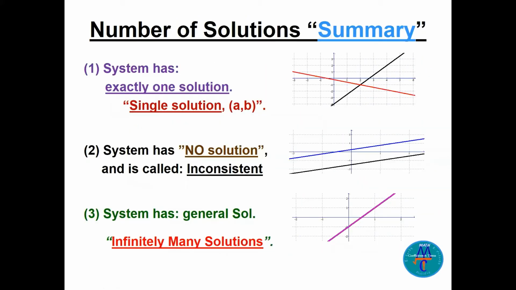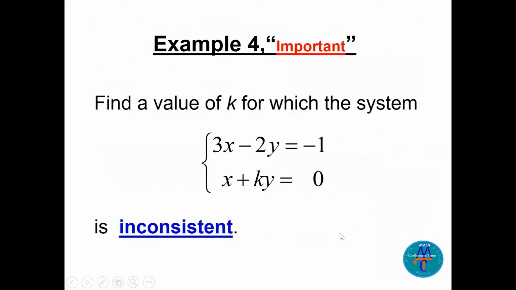Now, this is the summary of the number of solutions. If we have a system of two equations in two variables, x and y, either we have a single solution, so there is one value for x, one value for y. The lines intersect. Or we have no solution. The system is called inconsistent. They are parallel lines. Or we have infinitely many solutions. The lines coincide.